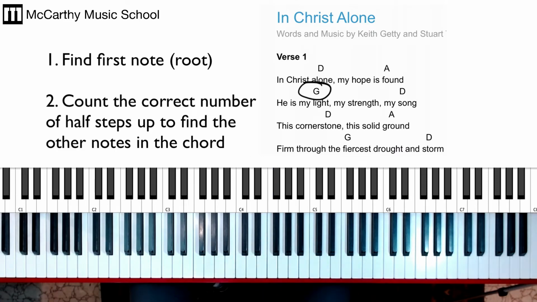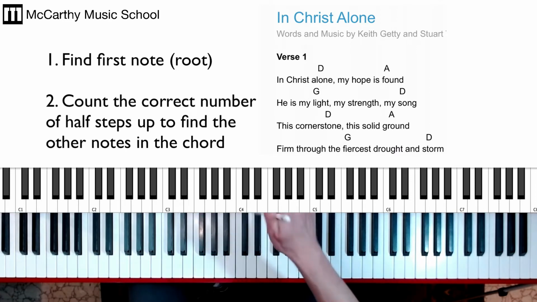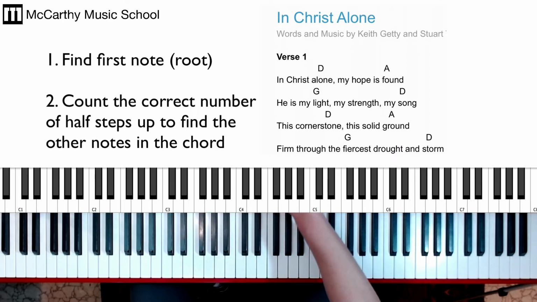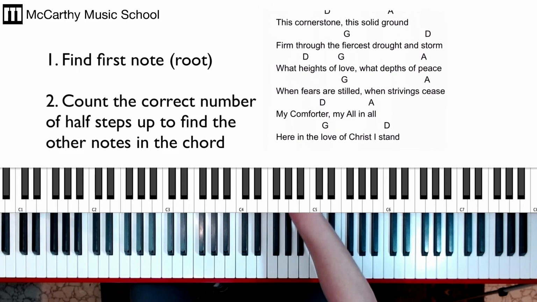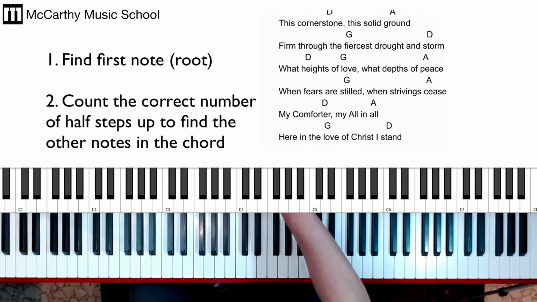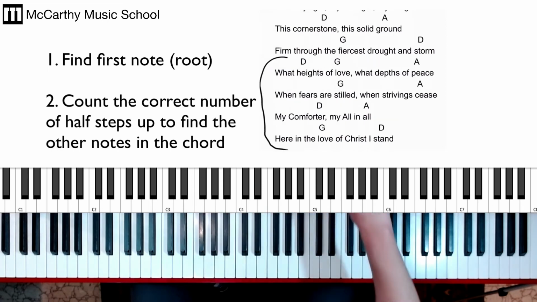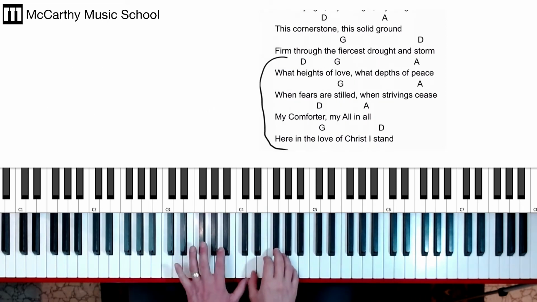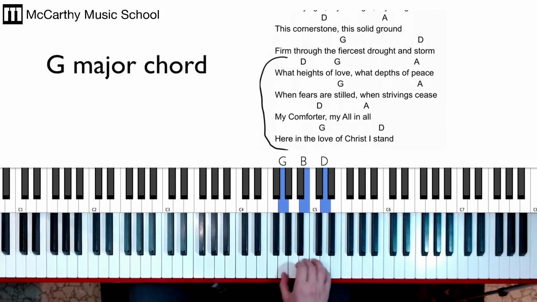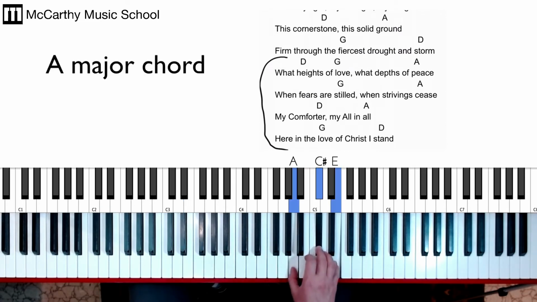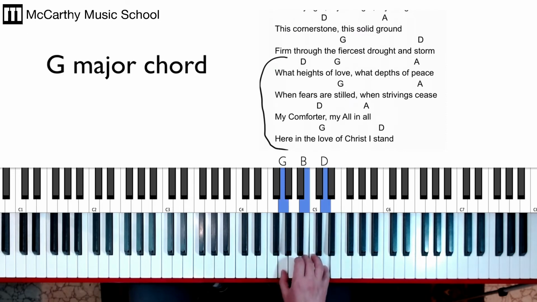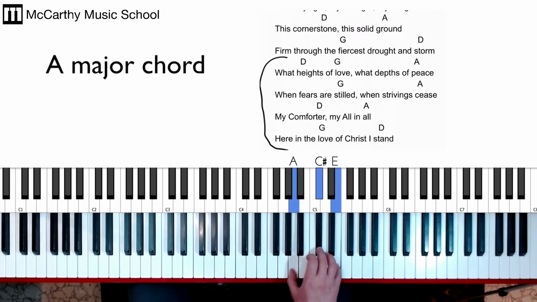Let's take a look at a chord that's not a major chord. Now, this song actually only has, at least this version of this song, only has major chords in it. But let's see if we can maybe mix it up a little bit and find a place that we can change one of the chords. Here we go. Let's start right here on the refrain type of area. Here we go. What heights of love, here's a G major chord. What depths of peace, when fears are stilled, when striving cease.